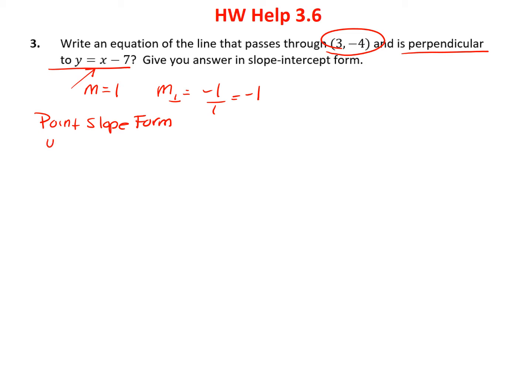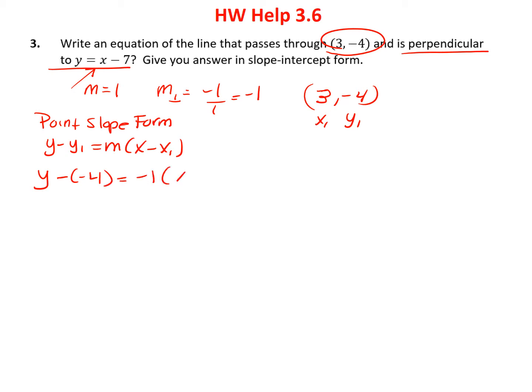And we have, remember, y minus the point y1. And again, here's my point. So this is my x1 and my y1, which simply means a point. And back to the point-slope form: y minus y1 is equal to m times x minus x1. So let's plug in here. y minus minus 4 equals the slope, which is now negative 1, times x minus 3.